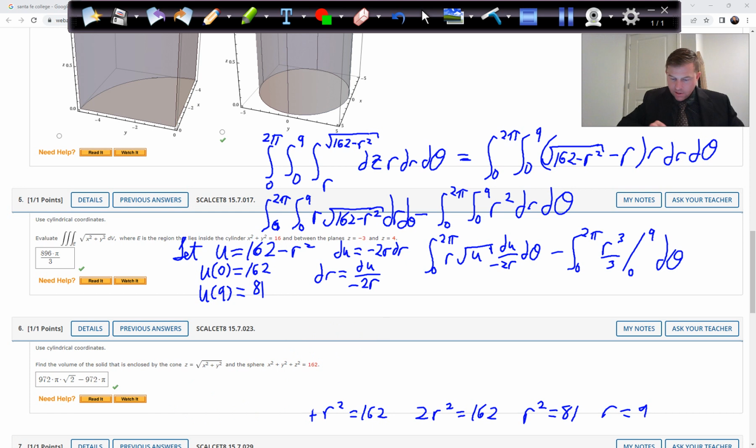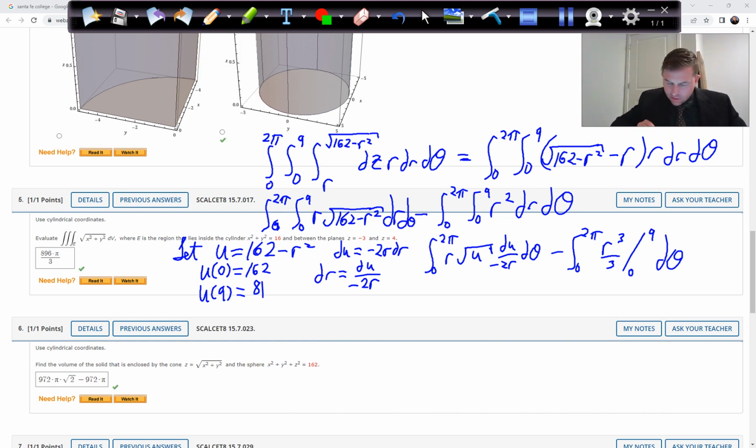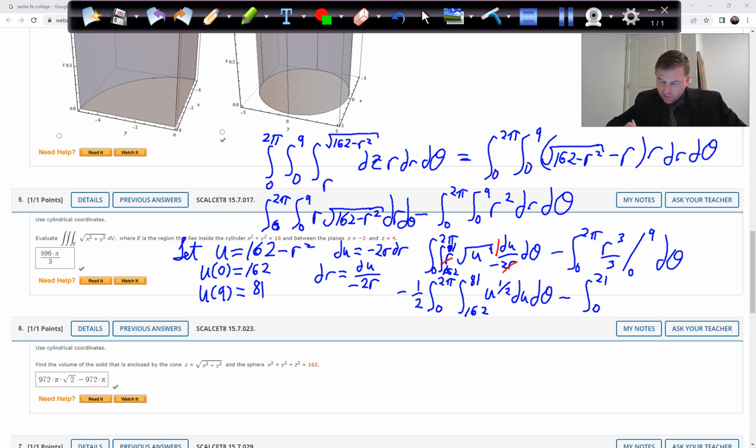Okay, let me get rid of some of this that we already did. Now this one, this r cancels with this r. We get 1 over minus 2, which I'm going to pull out. So we get minus 1/2, 0 to 2 pi. Oh, I forgot something here. This would still have the antiderivative from 0 to 9 of r. Actually, no, it would be 162 to 81 of u. So we change those limits. So this is going to be the antiderivative from 162 to 81 of u to the 1/2 du d theta, minus, let's perform this one, 2 pi times 9 cubed over 3 minus 0.